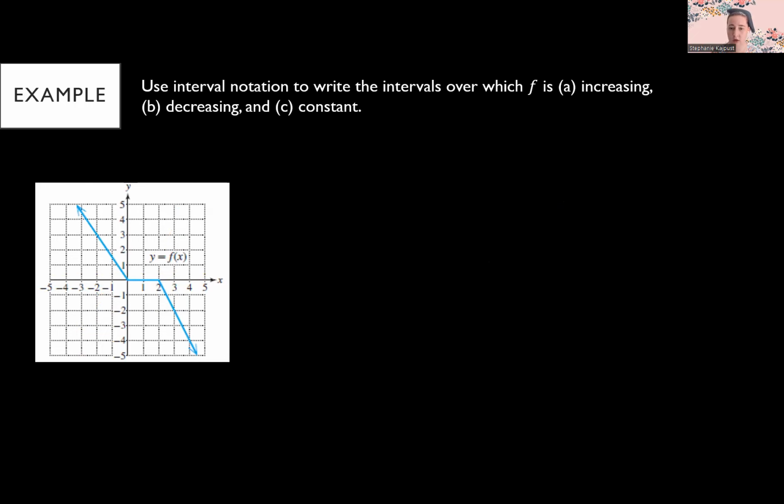Okay, so now here's another one, and we will again start with increasing. We look at the graph and ask where we are going up as we move left to right. My graph is going down, then staying the same, and then going down again. So there is nowhere we're going up as you move left to right. There are no increasing intervals. That means we can move on to decreasing.